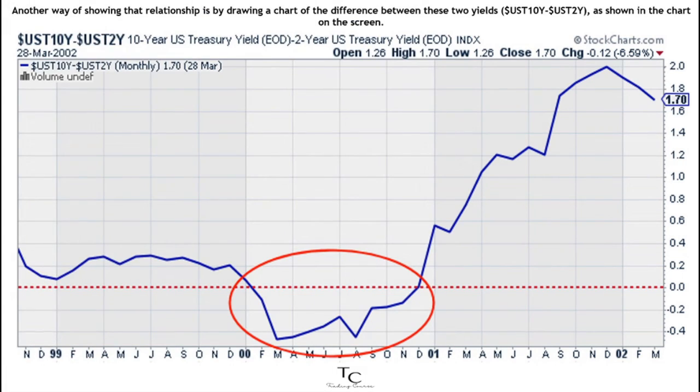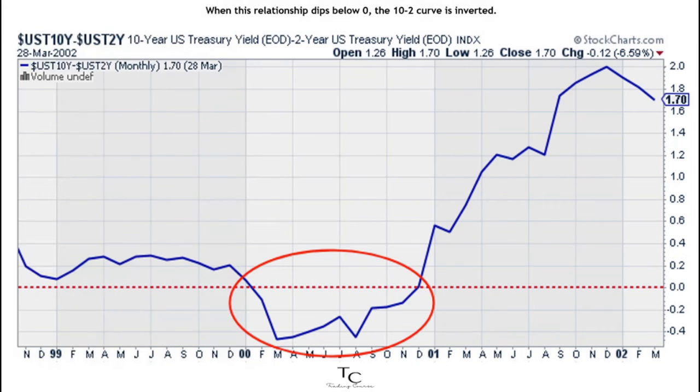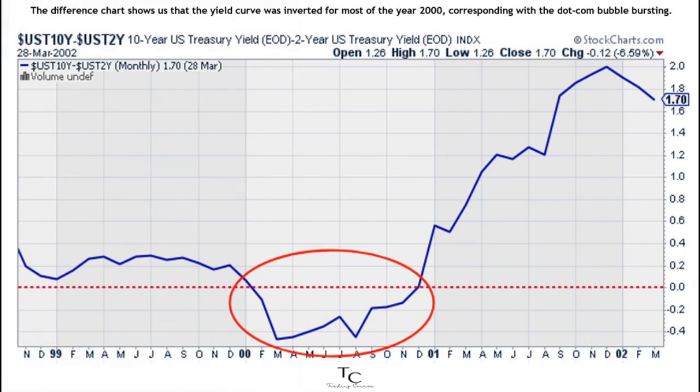Another way of showing that relationship is by drawing a chart of the difference between these two yields, $UST10Y minus $UST2Y, as shown in the chart on the screen. When this relationship dips below 0 on the screen, the 10-to-2 curve is inverted. The difference chart shows us that the yield curve was inverted for most of the year 2000, corresponding with the dot-com bubble bursting.